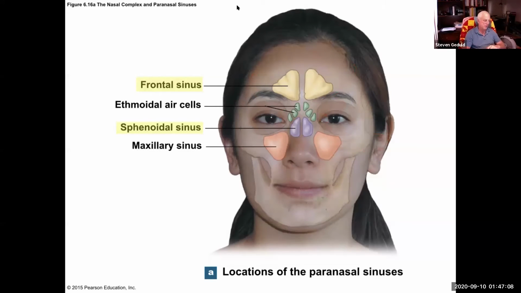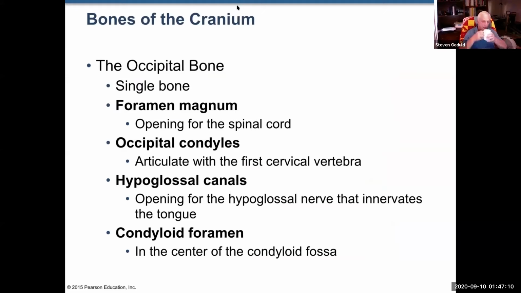So bones of your cranium, the occipital bone we talked about is a single bone. It is the most posterior bone in the skull. Inside the occipital bone, there's a foramen magnum, there's occipital condyles, there's a hypoglossal canal, and there's a condyloid foramen. Okay, foramen magnum. Foramen means what in anatomy? Hole, opening. Magnum means what? What's a magnum of champagne?